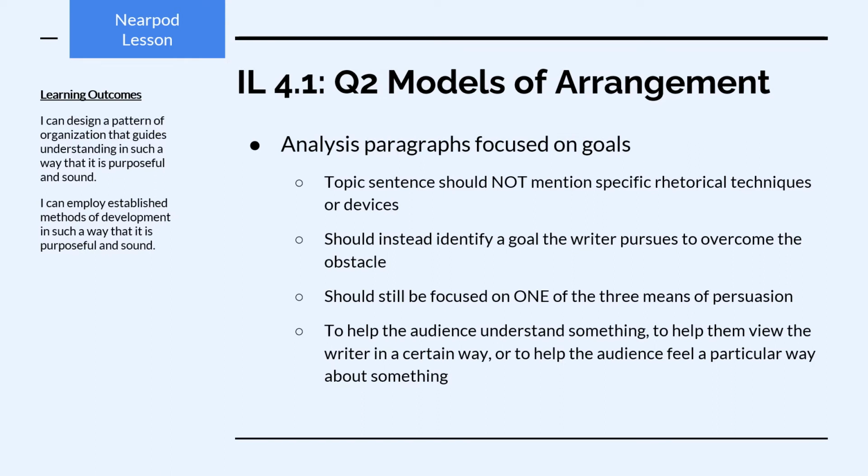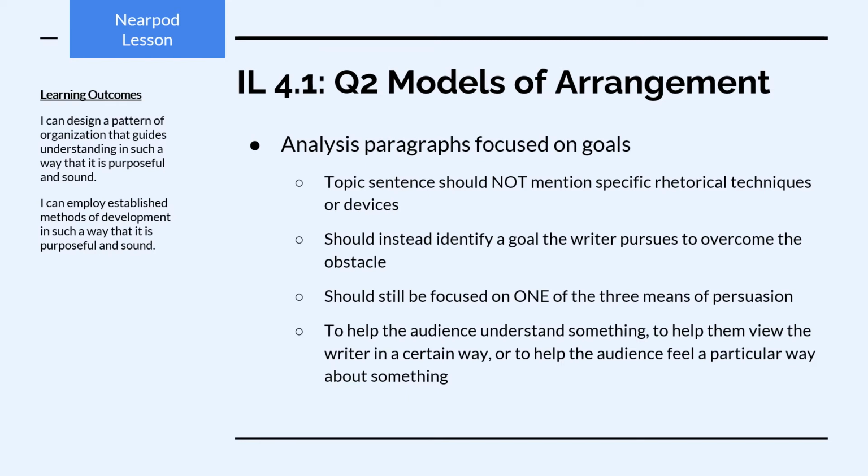The topic sentence for an analysis paragraph should not mention specific rhetorical techniques or devices. It should not mention appeals to pity or shame or confidence. It should not mention the writer's persona or different kinds of arguments. It still should definitely never mention stylistic devices like metaphor or different kinds of diction. Don't do that. Instead, your topic sentence should identify a general goal that the writer is trying to achieve in order to overcome the obstacle.